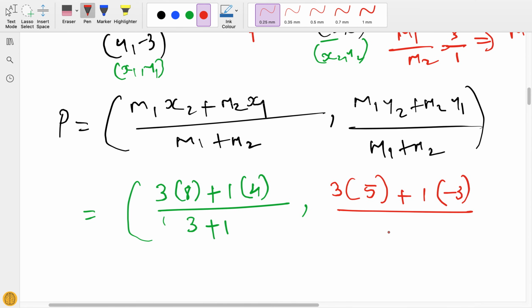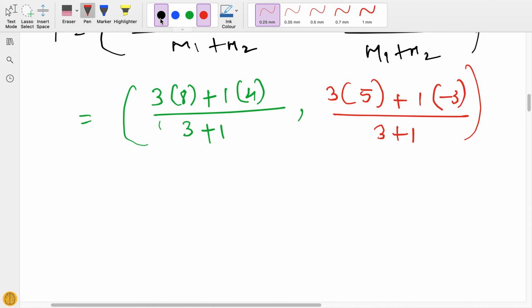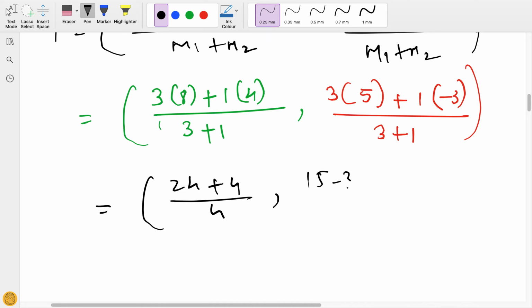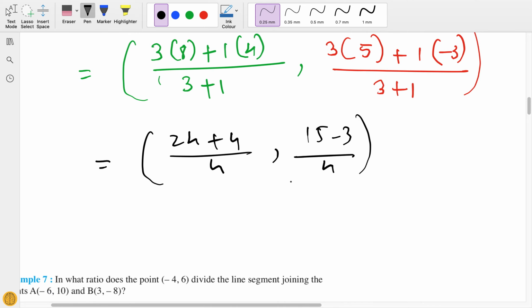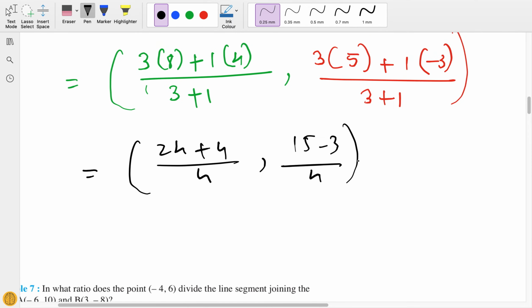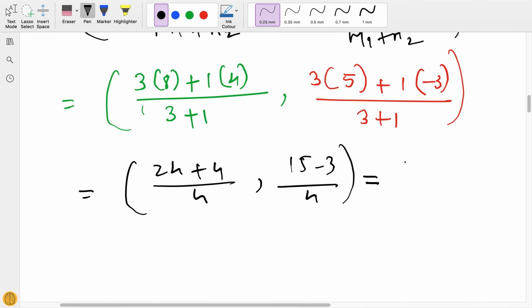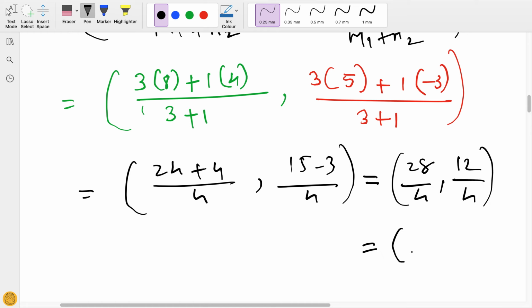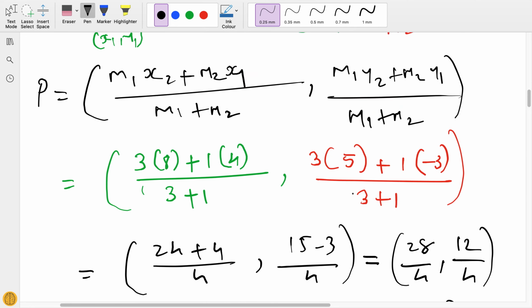Do not make the silly mistake while putting these values in this formula. So let's find the value. It will be 3 8s are 24 plus 4 upon 4, and this will be 15 minus 3 upon 4. So the value will be 24 plus 4, 28 by 4, 28 by 4 upon 12 by 4. So what are the coordinates? 7 comma 3. So these are the coordinates.